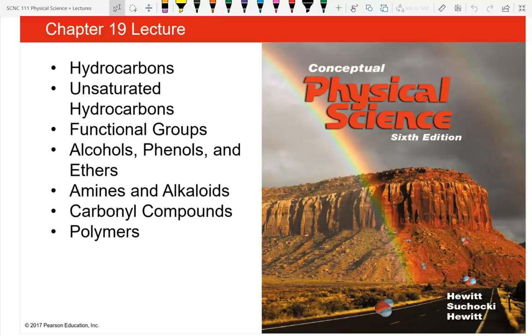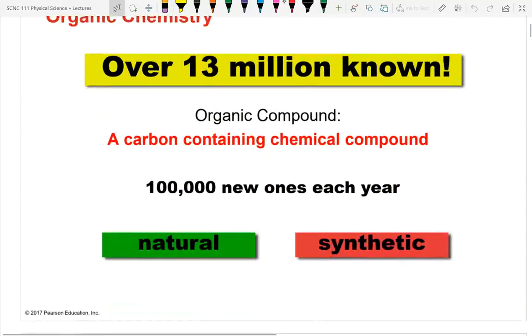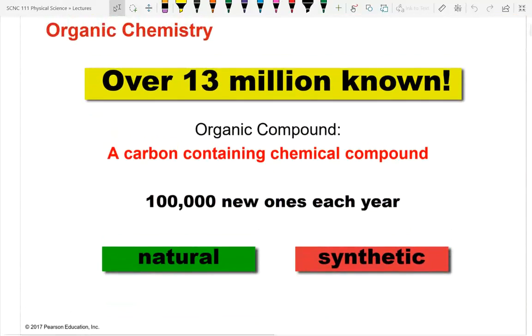Right? I did all that so that we can compare to organic in chemistry. Organic in chemistry means a carbon-containing chemical compound. So organic chemistry is the study of carbon-containing compounds. It's a pretty broad field.